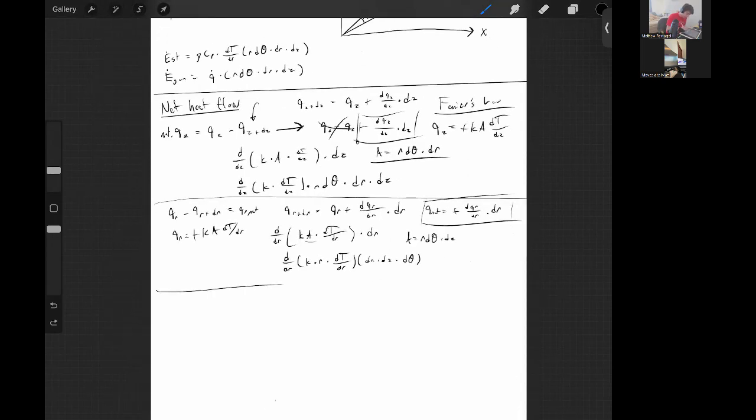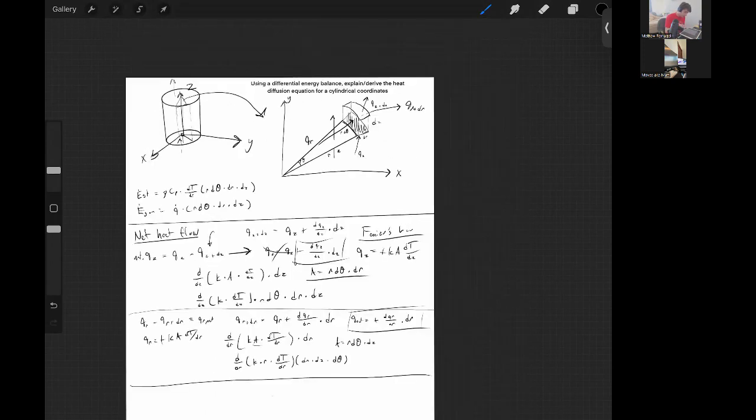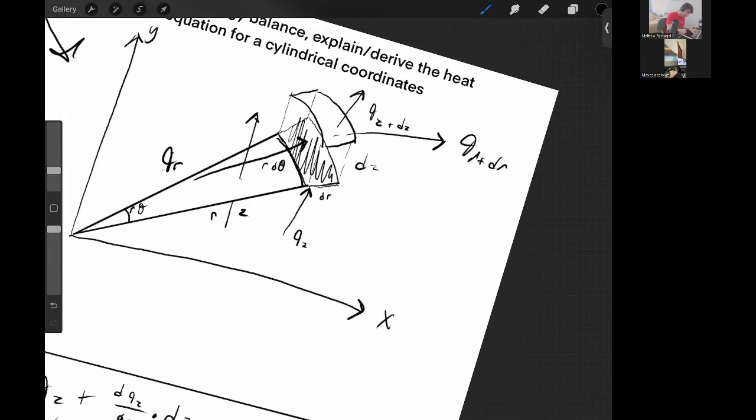All right, and that leaves us with one more heat flow. And now we're going to consider the heat flow coming in from the change of theta. So we're going to be coming in like this.